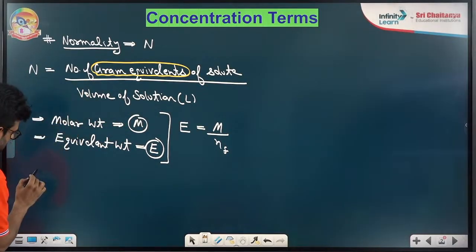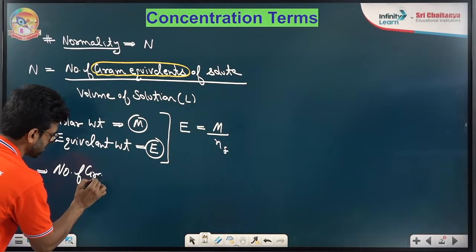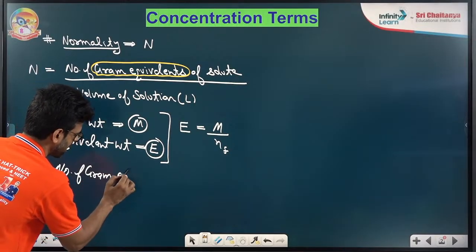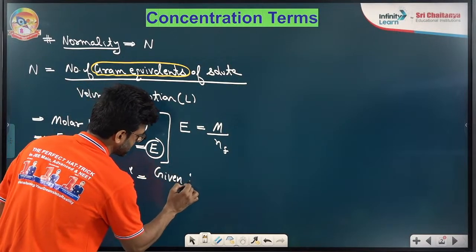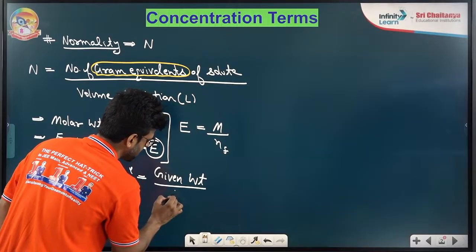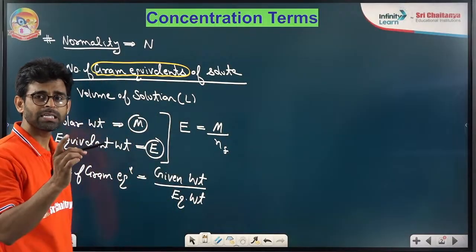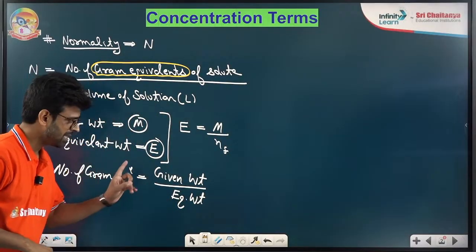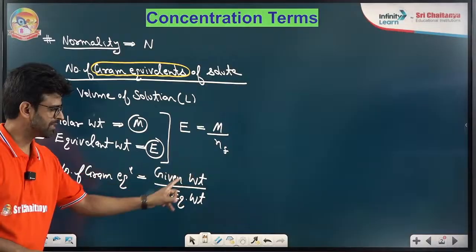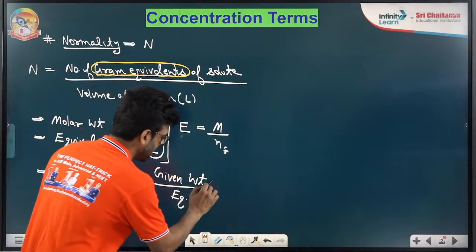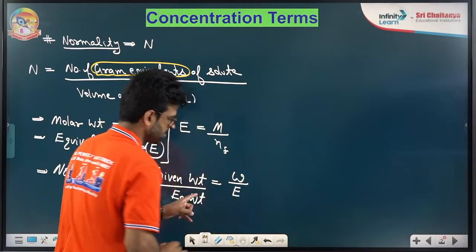So what is the number of gram equivalents? I will come back to N factor later on. First of all, how do we find the number of gram equivalents? Given weight divided by equivalent weight. Number of moles was given weight by molar weight, whereas number of gram equivalents is given weight by equivalent weight, right? I'm writing given weight as W, and equivalent weight is E. Fine.